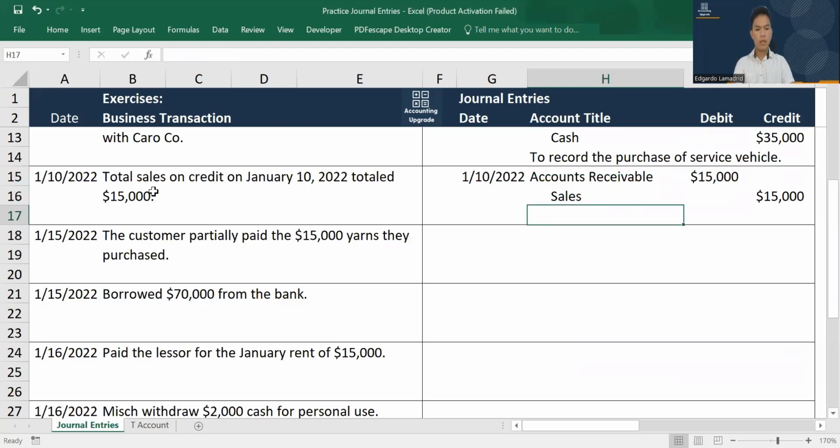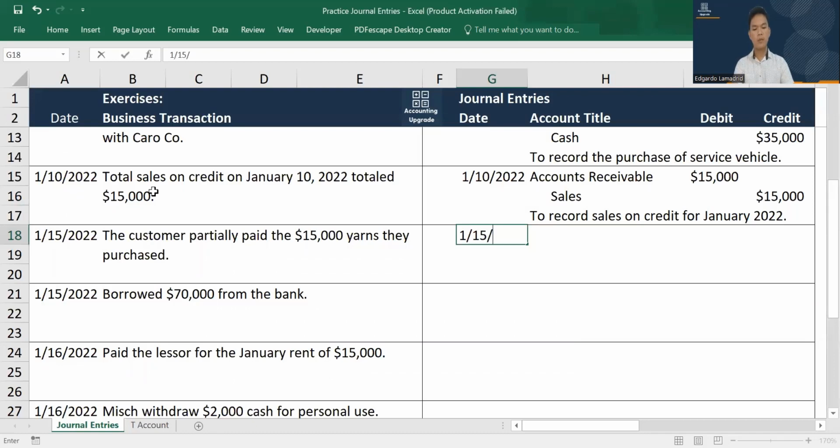So let's now indicate a short description for this transaction. The record sales on credit for January 2022. Next practice statement. The next practice statement is dated January 15, 2022, and it says here that the customer partially paid the $15,000 yarns they purchased.